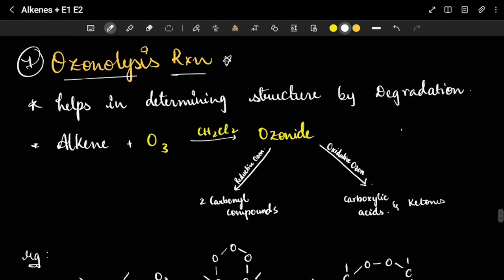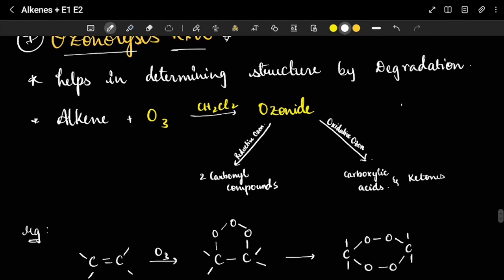Now let us see ozonolysis, which is a very important reaction. So what is the use of ozonolysis? Ozonolysis helps in identification of the presence of a double bond in a given alkene, like between the second carbon and third carbon, or the third carbon and fourth carbon. Where is the double bond present? How do you find it? Ozonolysis is going to help you in that. It helps in determining structure by degradation, which means it is going to break the structure, and you are going to identify the compounds and check where the double bond was.